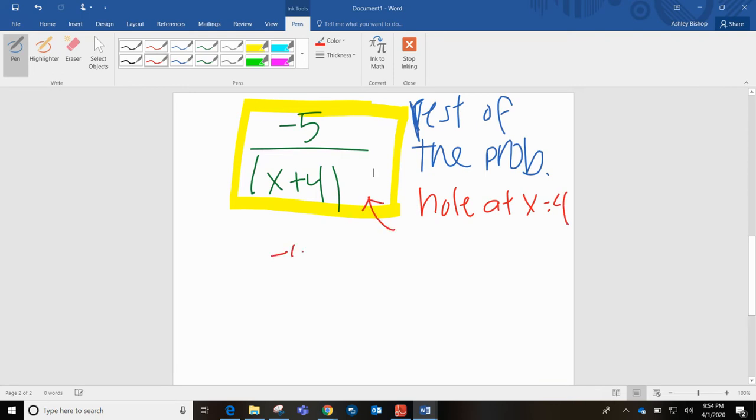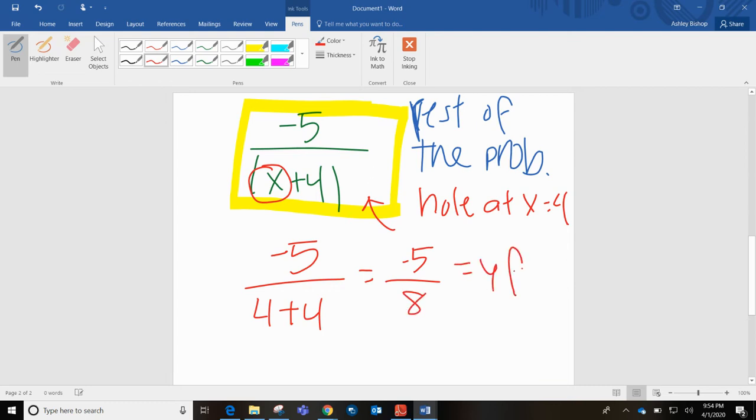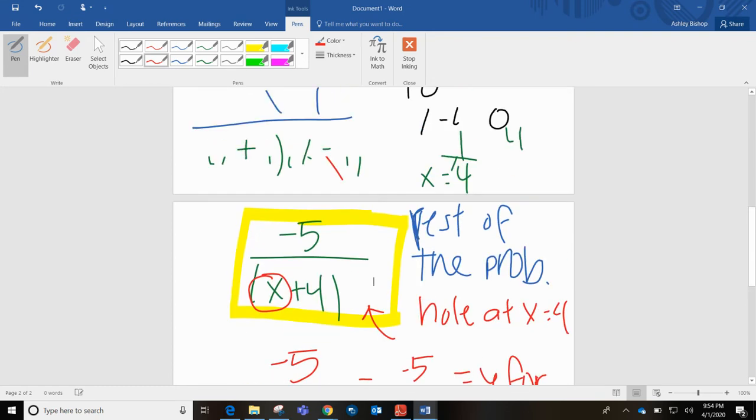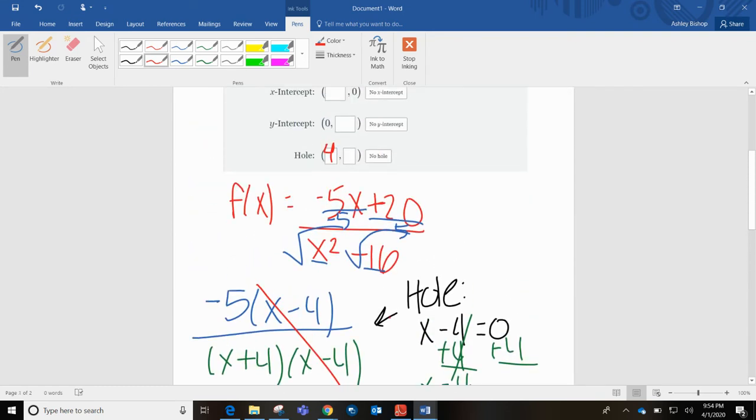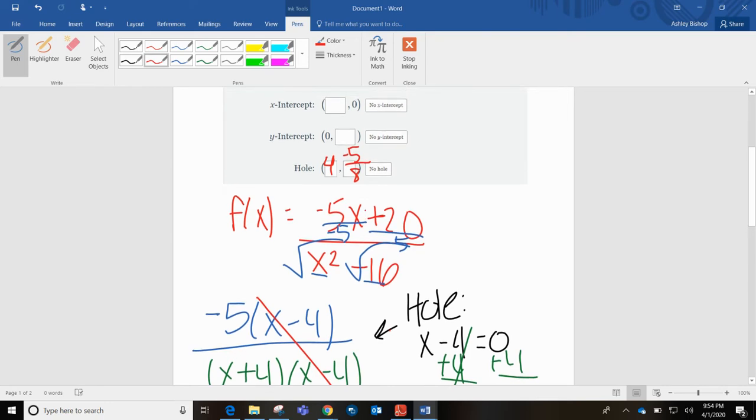So I still have a -5 on top. And then my value for x is 4 because of my hole. And so now I have 4 plus 4 in the denominator, and if I clean that up, I have -5 over 8. So this is the y value for my hole. Okay, so my y value for my hole is going to be -5 over 8. And that's my answer for my hole.